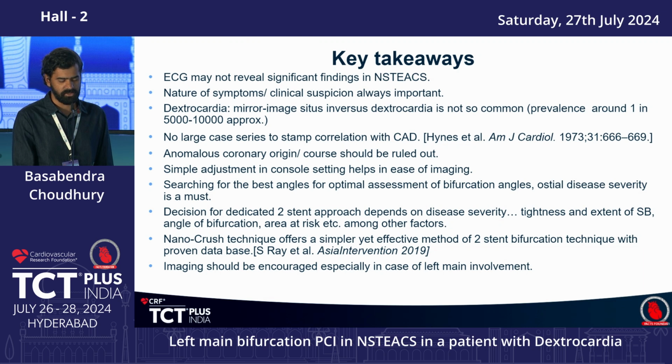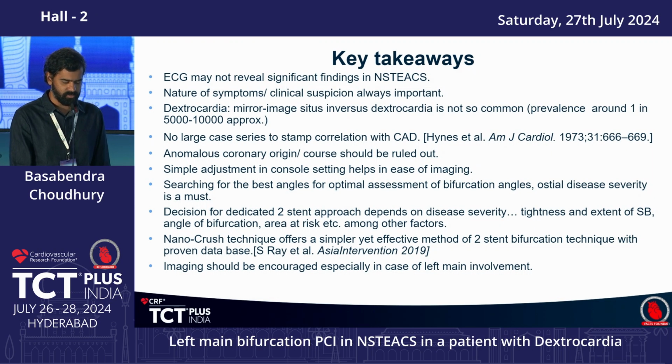If the patient is stable, we can also go for CT angiography just to look at the anatomy and the course. A simple adjustment in the console setting helps in the ease of imaging, and we should search for the best angles for optimal assessment of bifurcation lesions and the disease severity, especially at the ostium as in our case. So the decision for a dedicated two-stent approach, as the previous speaker also said, depends on the disease severity, tightness of the disease and the extent of the disease and how much area the side branch is supplying.